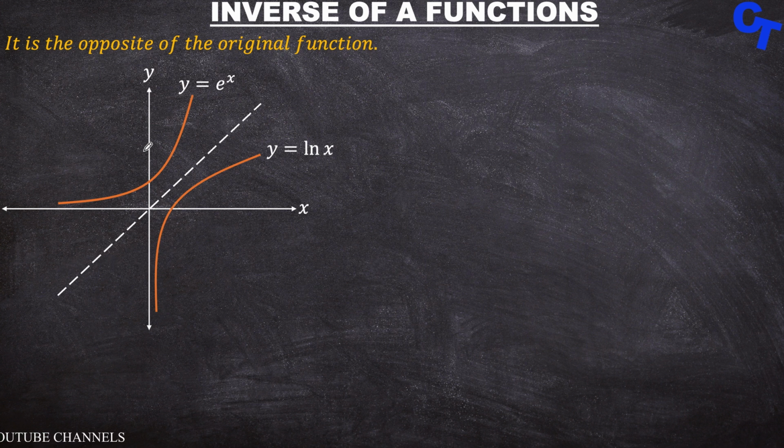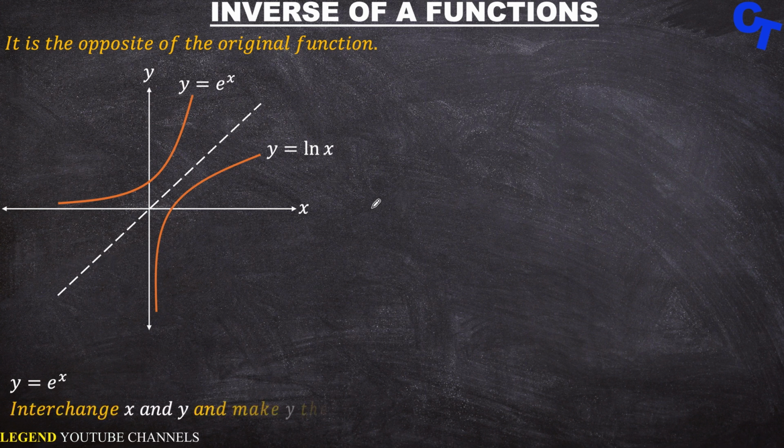So what is the procedure of finding the inverse? Let's use this one as an example. Let's say we have y equals e to the power x and someone says find me the inverse. What do we do? I want to use a very simple method. What we're going to do is interchange x and y, then make y the subject of the formula, just like that.